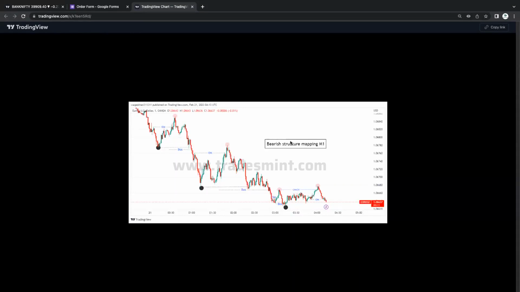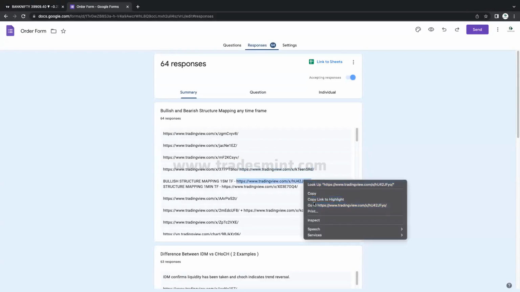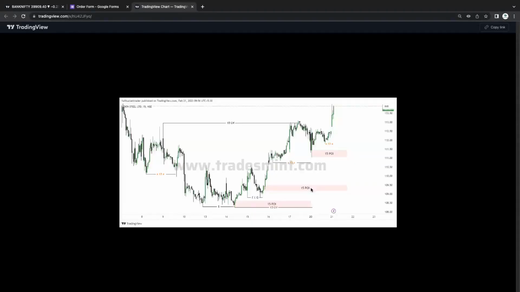This one is also perfect. This one is also good. Tata Steel M15 chart.